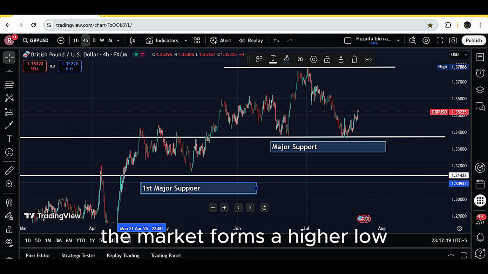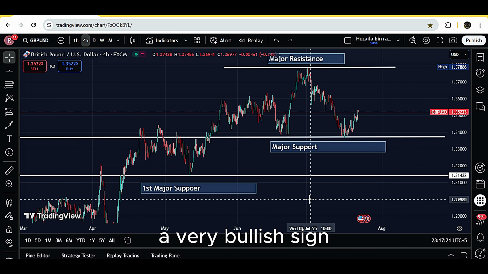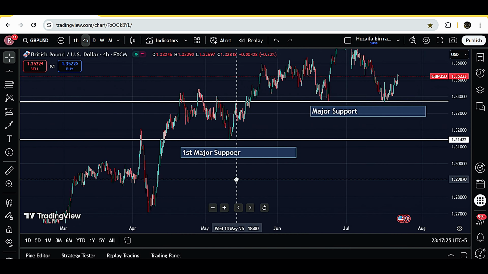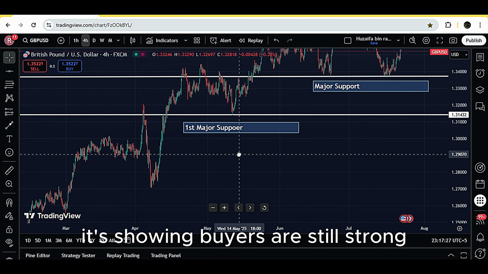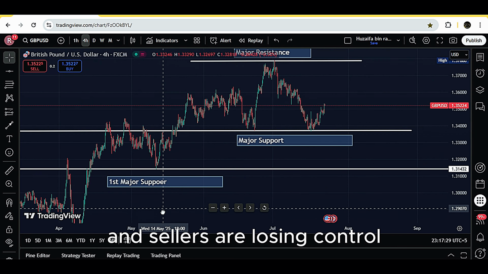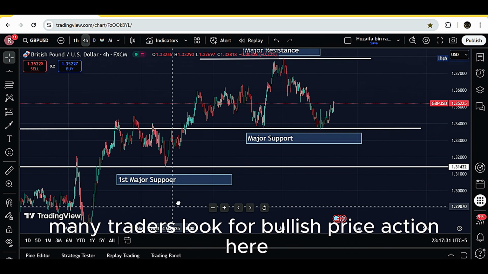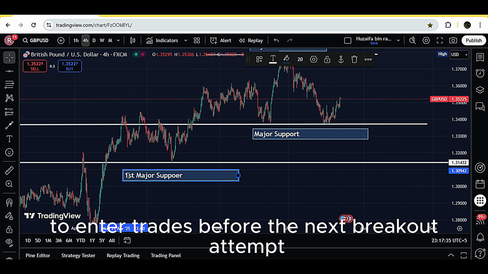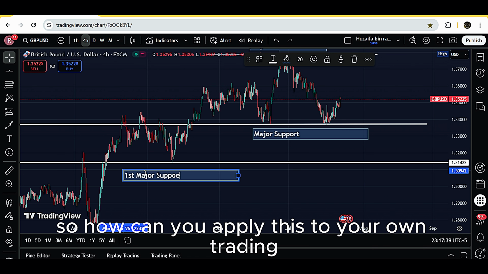The market forms a higher low, a very bullish sign. This is the market gearing up for the next move. It's showing buyers are still strong and sellers are losing control. Many traders look for bullish price action here, like pin bars or engulfing candles, to enter trades before the next breakout attempt. So how can you apply this to your own trading?